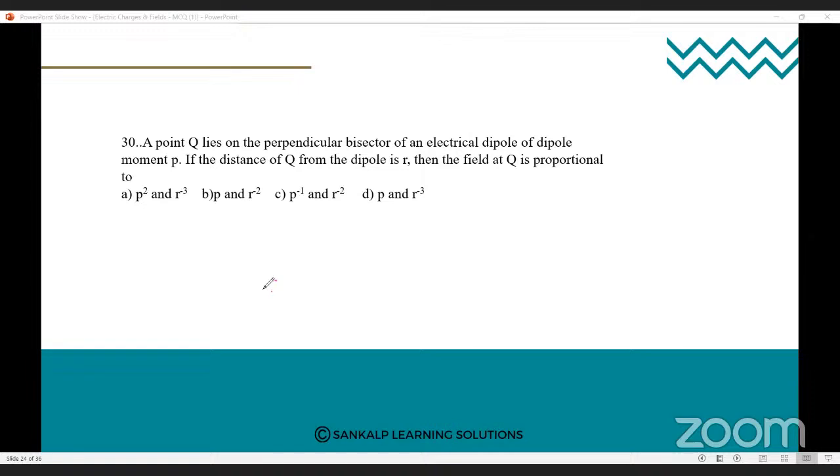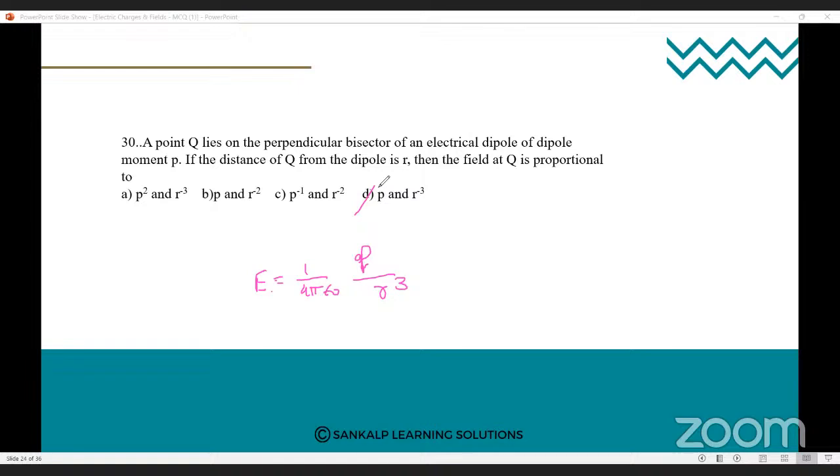Okay, so for the perpendicular bisector, that is on the equator and on the axial line, we have the expression electric field is equal to 1 upon 4 pi epsilon naught, P divided by R cube. Ma'am, axial. Option D. Yes, D is the correct answer. Yes, option D, students.